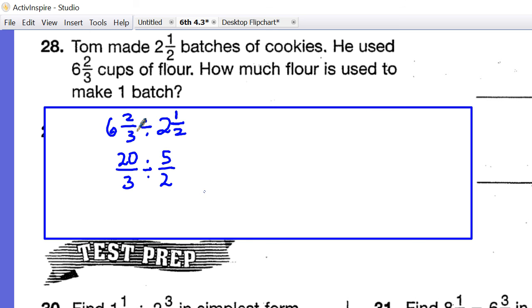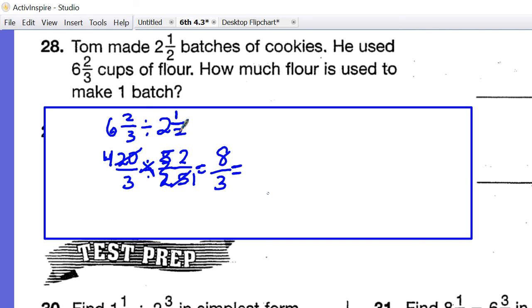The second step is to multiply by the reciprocal. The reciprocal of 5 over 2 is 2 over 5. Before I multiply here, I can check to see if anything simplifies. 20 and 5 share a factor of 5. 5 goes into itself once, and 5 goes into 20 4 times. Now I have numerators of 4 times 2, which is 8, and denominators of 3 times 1, which is 3.